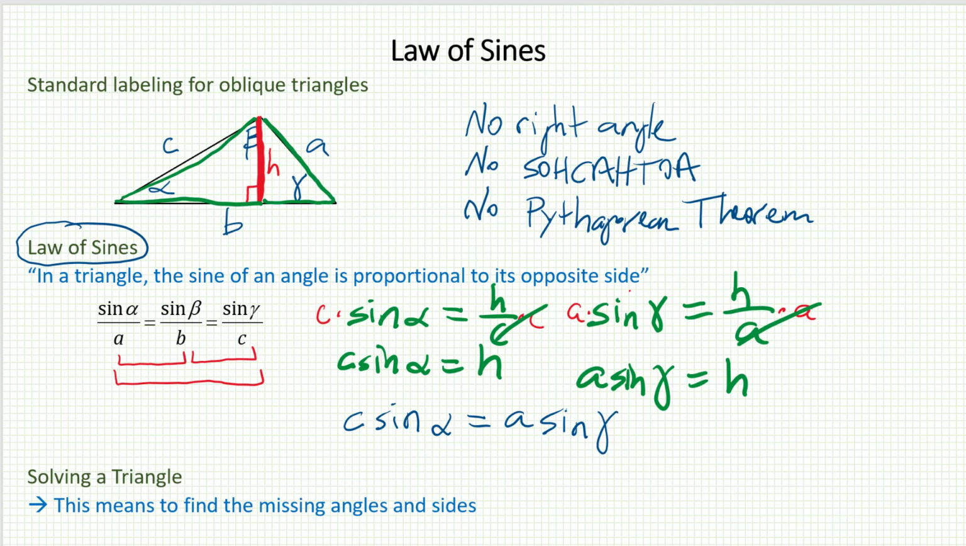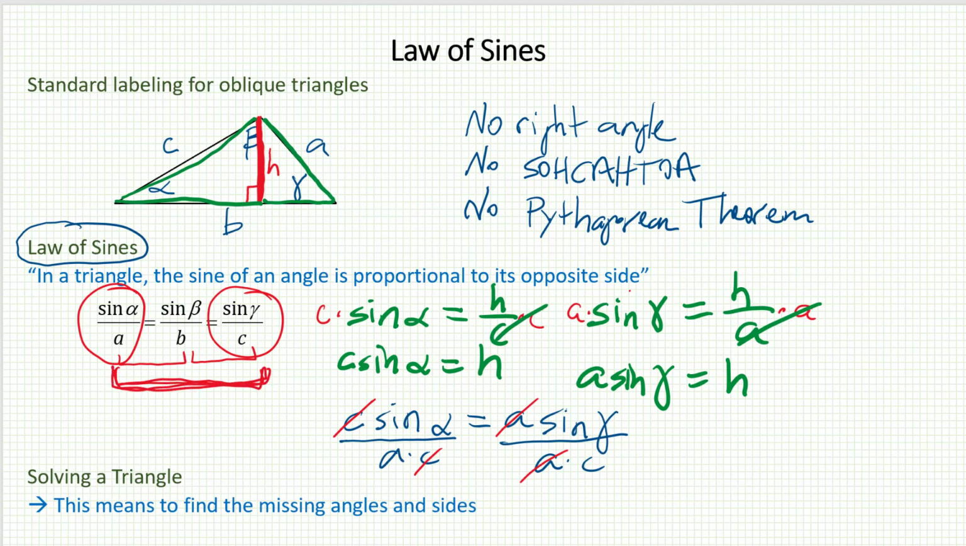Well, all I need to do is divide both sides by a times c, and if I do that, I will have the law of sines. On this side, the c's cancel. On this side, the a's cancel. This says sine alpha over a equals sine gamma over c. It's that third version of the law of sines. And you can derive the other two versions in a similar manner.